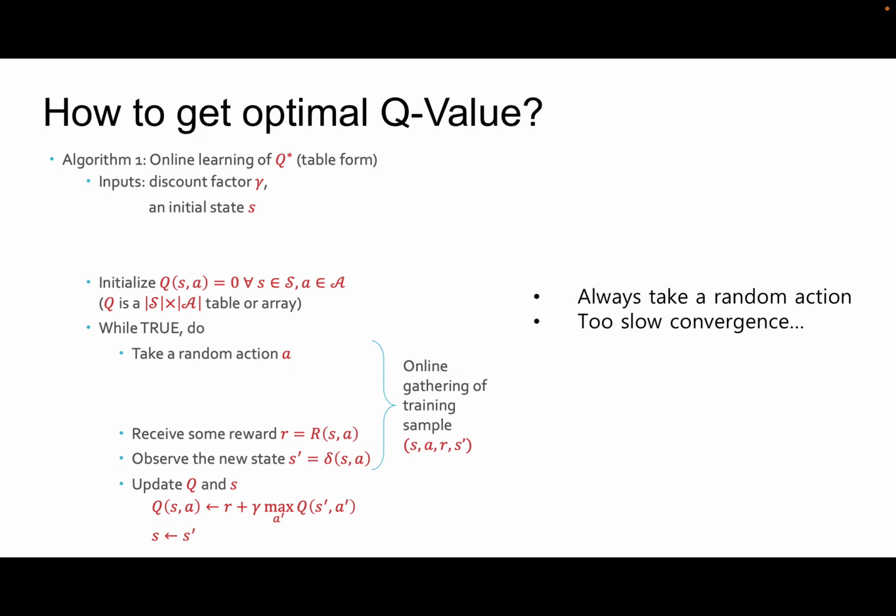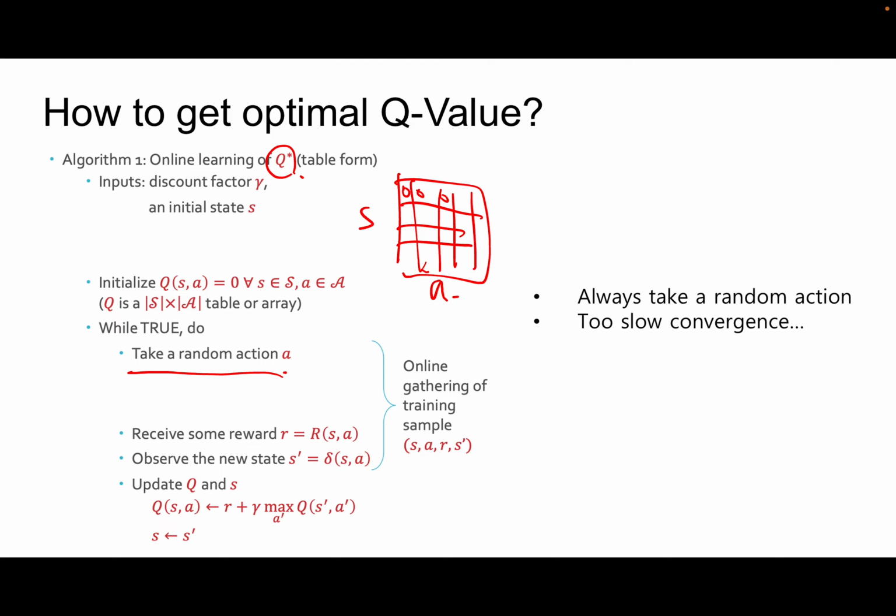The optimal Q value function is notated by Q star, and there were 2 algorithms that we learned in the previous class. The first one is to always take a random action, right? We first make a 2D table, S and A, and fill all Q values with initial values of 0. Then we update this table until we reach some predefined iteration. That is how we can get the optimal Q value function.